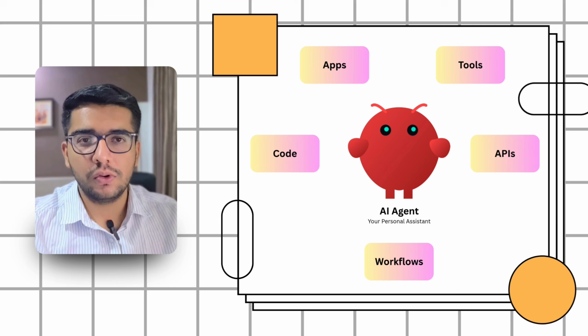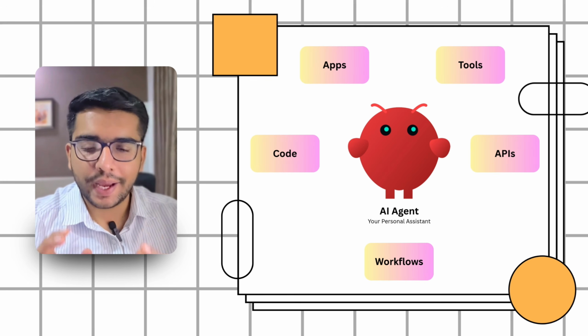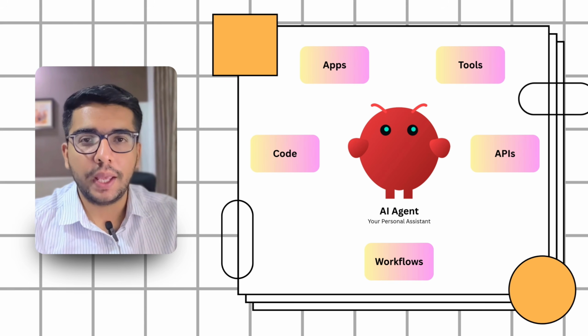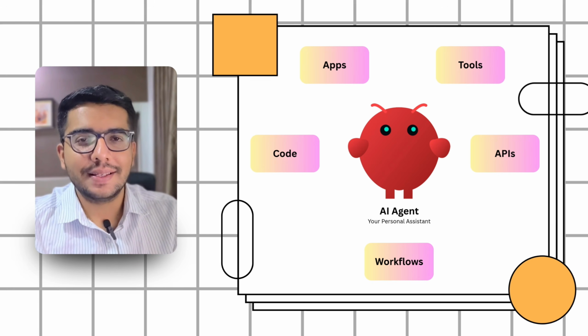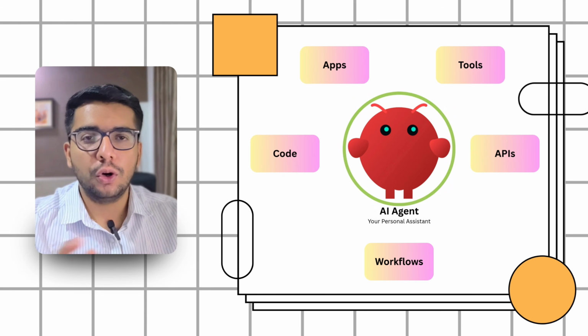Now that sounds powerful, right? But the problem is it can access everything. So how do we actually control that? It can sometimes call the wrong API. It sometimes modifies something it shouldn't have, or it accesses sensitive data. To handle exactly this problem, NemoClaw comes in.